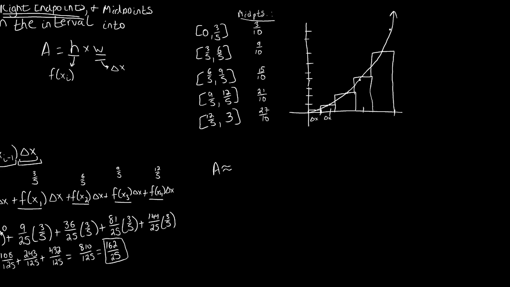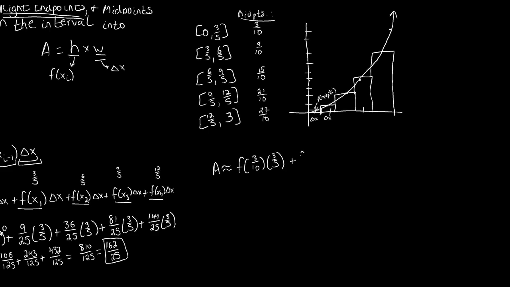Because the width of the rectangle is still delta x, but now the height of our rectangle is going to be given to us by f of midpoints. So f of midpoint 1, 2, 3, 4, 5 is going to give us the height of this rectangle, then this, then this, then this, then this. We're still going to multiply each of those function values by delta x to give us the area of each individual rectangle. Then we're going to add them together. So this first rectangle is given to us by f of 3/10 times 3/5, right? f of 3/10 gives us the height, 3/5 gives us the width.